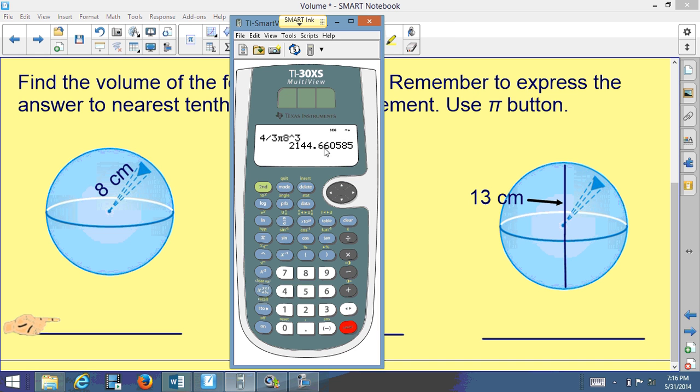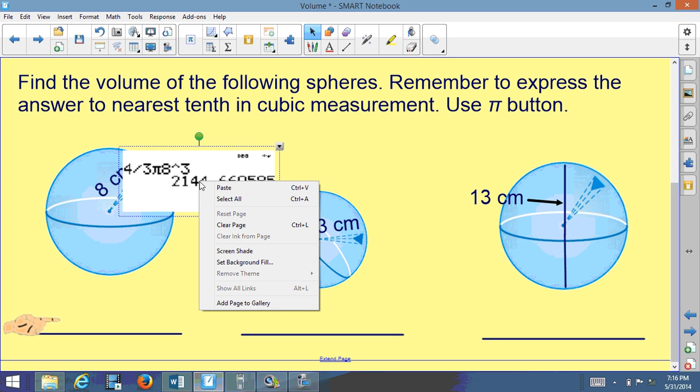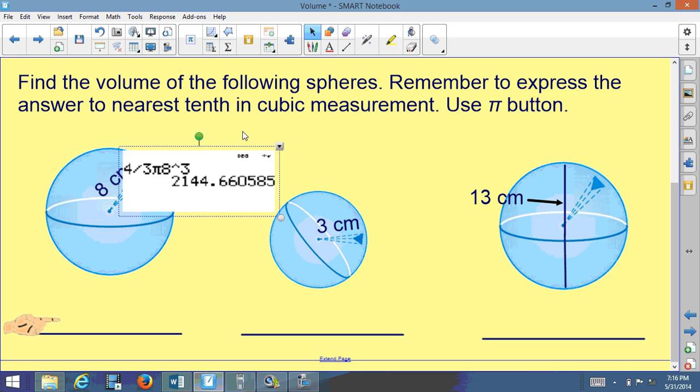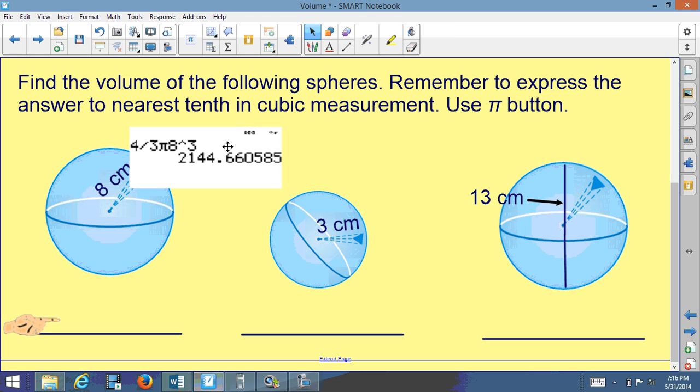There is our answer for this one: 2144.666, and we're rounding it off to the nearest tenth this time. So the tenths is the first spot after the decimal, and we go next door. If it's 5 or above, we're going to give this a shove, and we're going to shove that up by 1, so that'll be 2144.7.